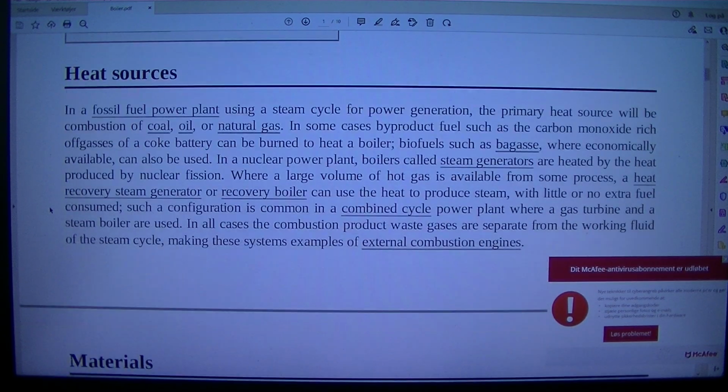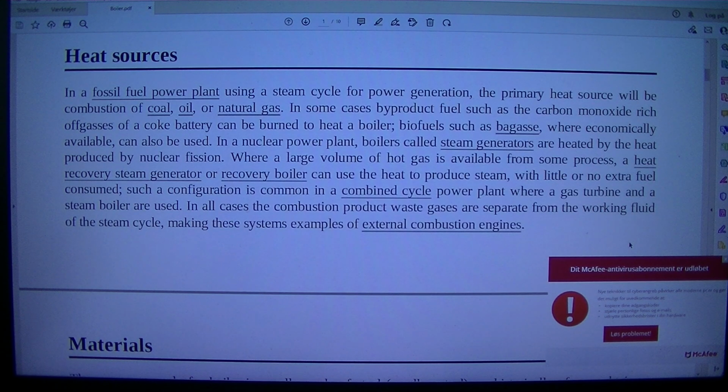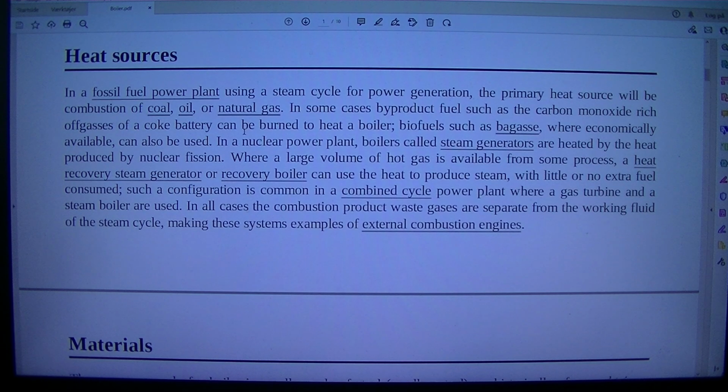Heat sources. In a fossil fuel power plant using a steam cycle for power generation, the primary heat source will be combustion of coal, oil, or natural gas. In some cases, byproduct fuels such as the carbon monoxide-rich gases of a coke battery can be burned to heat a boiler. Biofuels such as bagasse, where economically available, can also be used. In a nuclear power plant, boilers called steam generators are heated by the heat produced by nuclear fission.